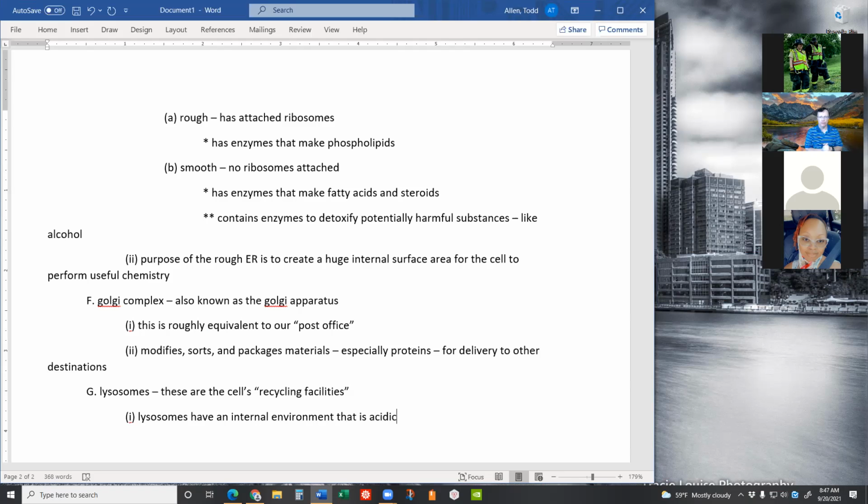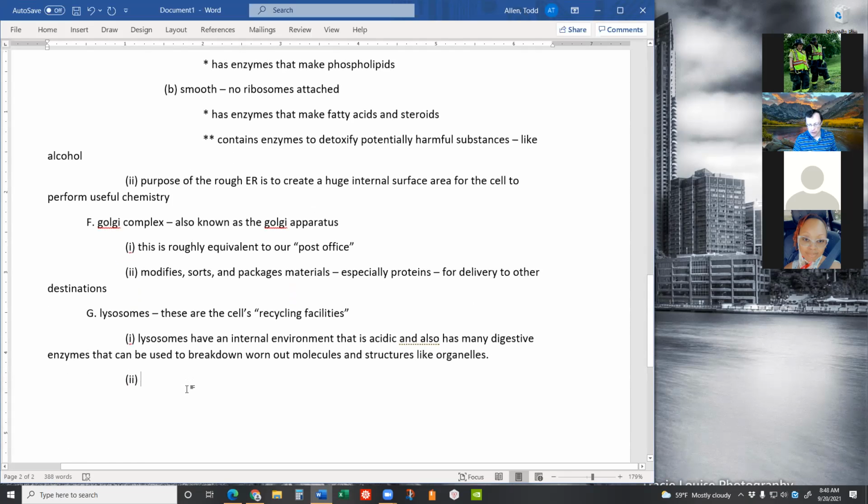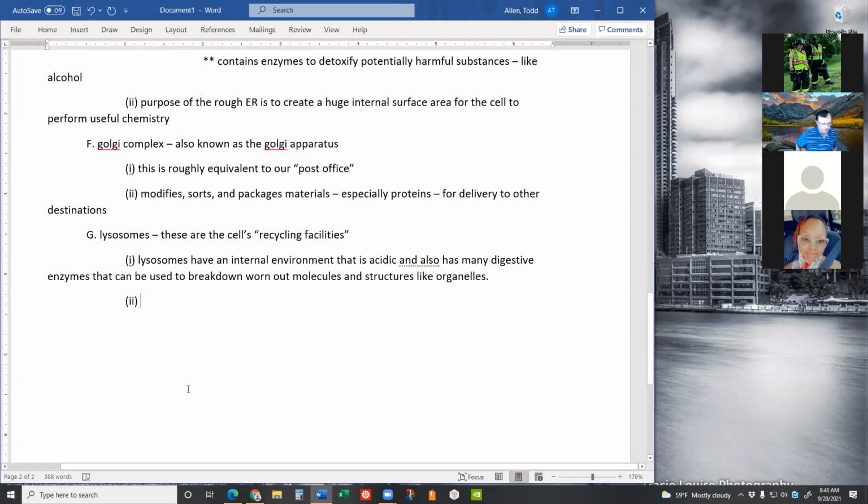So lysosomes have an internal environment that is acidic and also has many digestive enzymes that can be used to break down worn out molecules and structures like organelles. Okay, so we can break these things down and we can use the building blocks of those materials to assemble something new. Okay. Now, there's another interesting feature of lysosomes that often goes untalked about, and I'm going to mention it at this time.